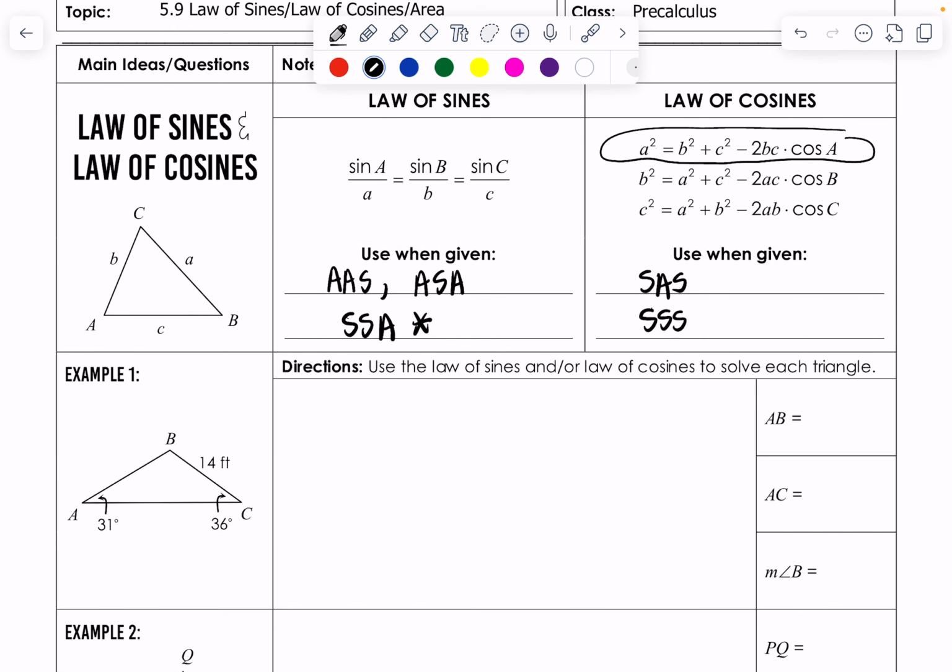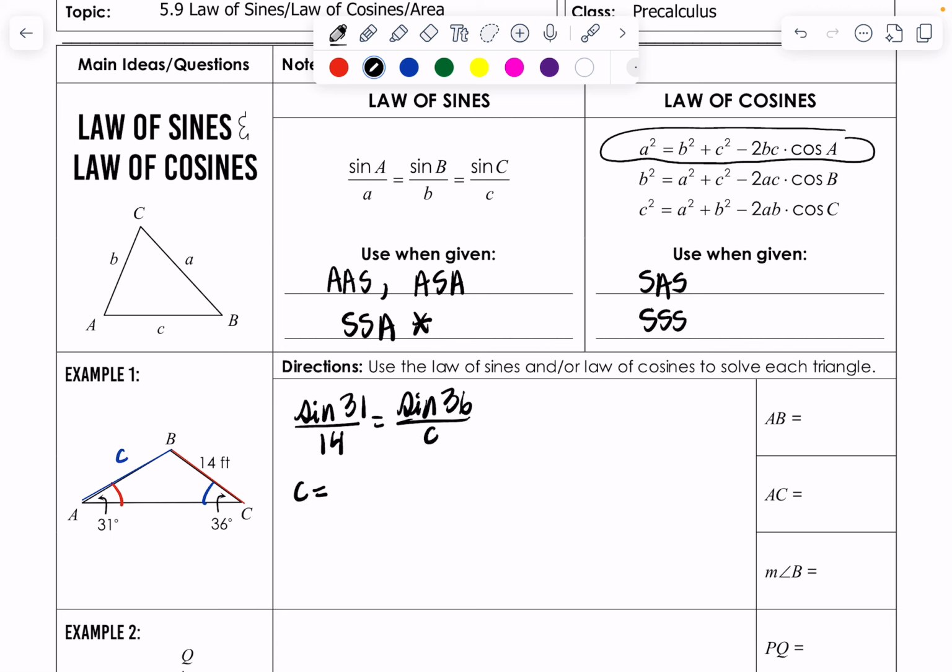Now, let's just jump right into example 1. It says use law of sines or cosines. I would attempt to use law of sines every time because it is a little bit easier. So remember, the opposite ones go together. So this angle goes with this side, and then this angle would go with this side. If I'm looking for that side, I'm going to call it side C because it's opposite angle C. Then I would have sine of 31 over 14 equal to sine of 36 over C.